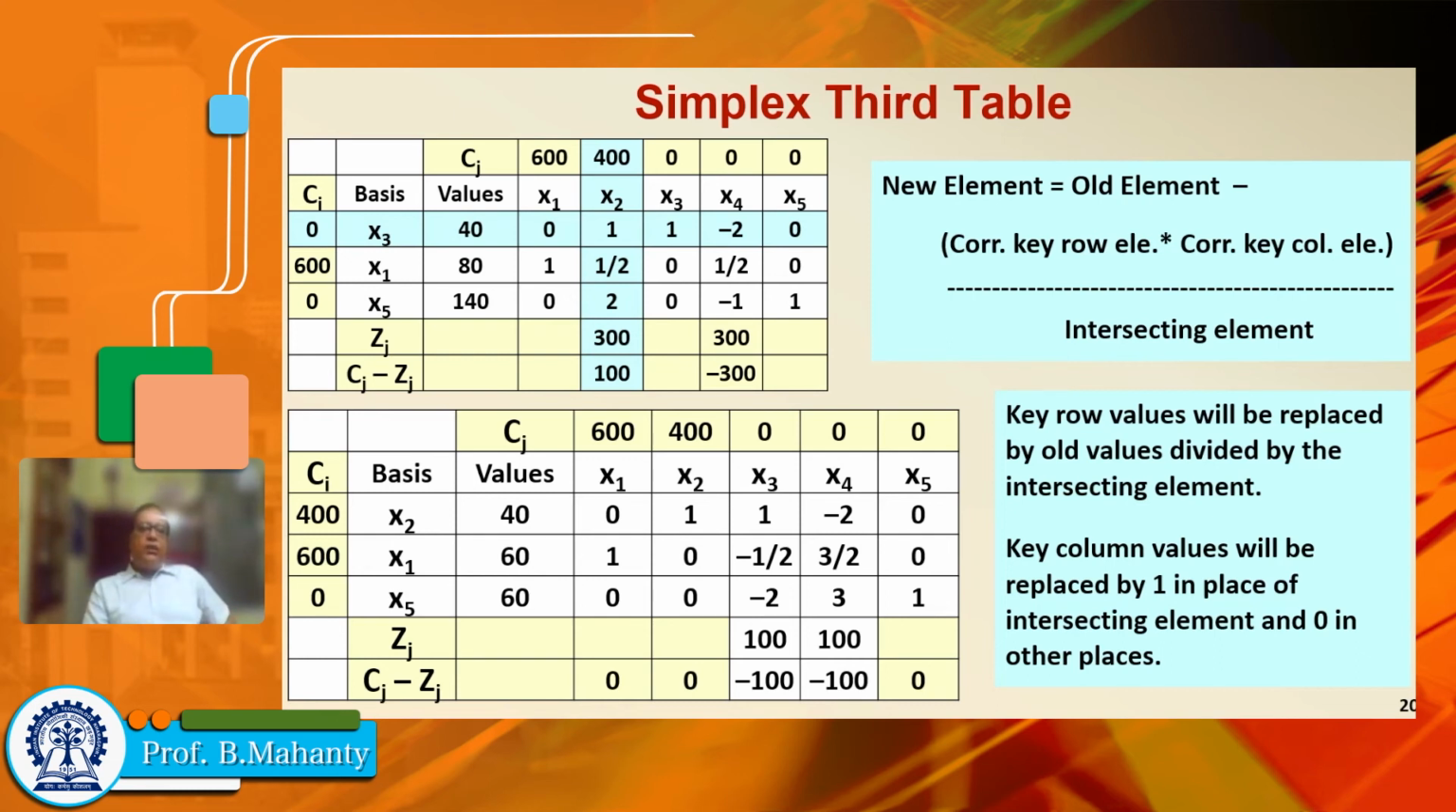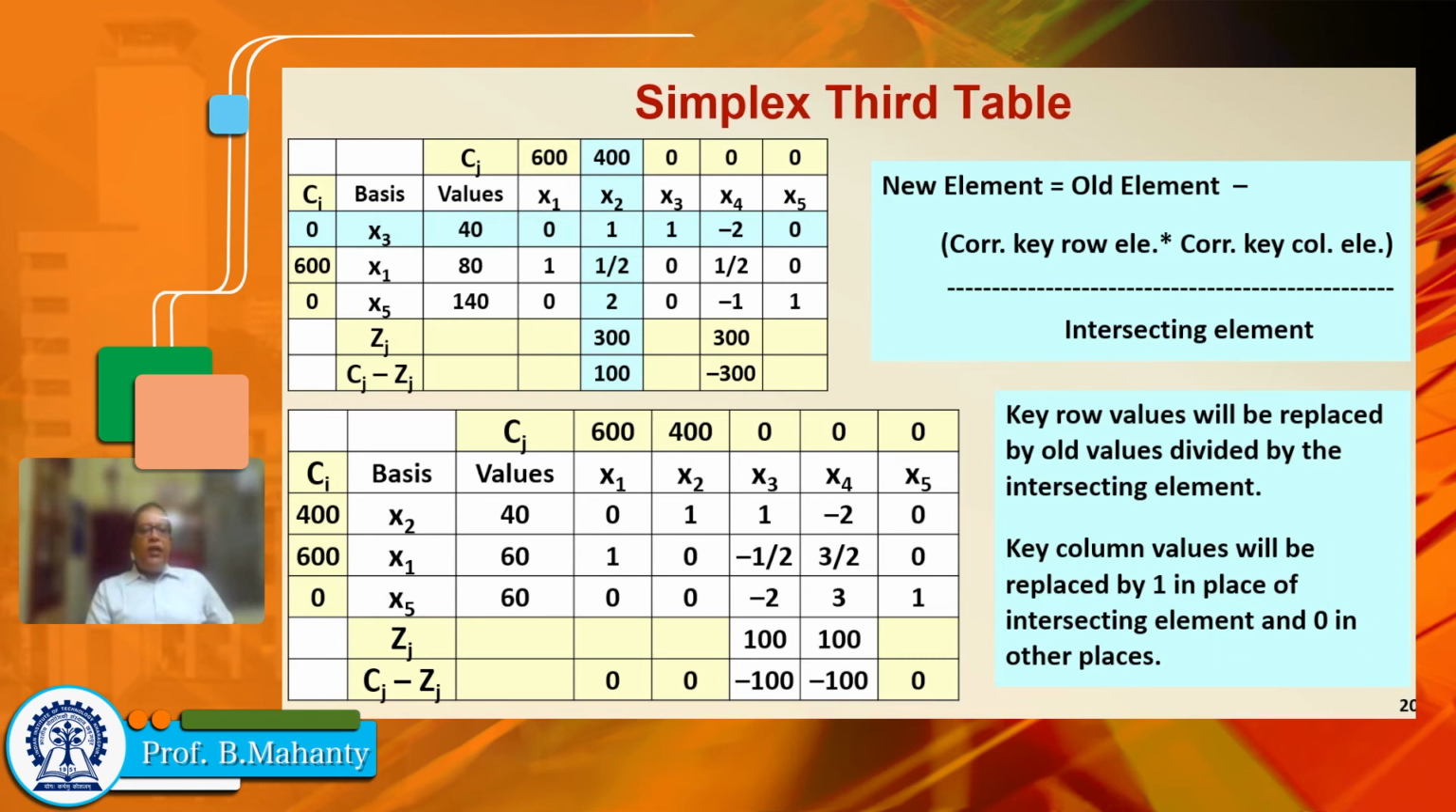So what you have to see is that if you make 40 units of x2, you require 40 into 2, 20 units of x1. So you need 20 units of x1 to make 40 units of x2. So 20 will be exhausted. How much will be remaining? 80 minus 20, that is 60. So that is also another way of interpreting this.